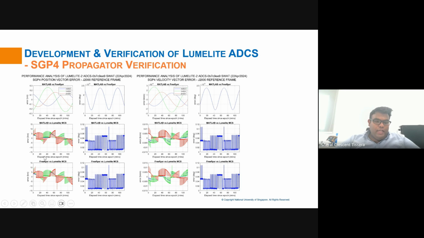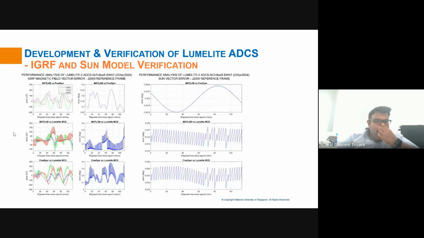However, when we do the verification of the flight software with MATLAB or FreeFlyer, you can see that the error increases due to the floating point error calculations in the flight software, which is absent in MATLAB. So therefore, the error can actually rise up to about 10 kilometer, but it is still within the requirement of ADCS. Next, we also do the IGRF and Sun model verification, both against the FreeFlyer commercial software and our MATLAB simulation models.